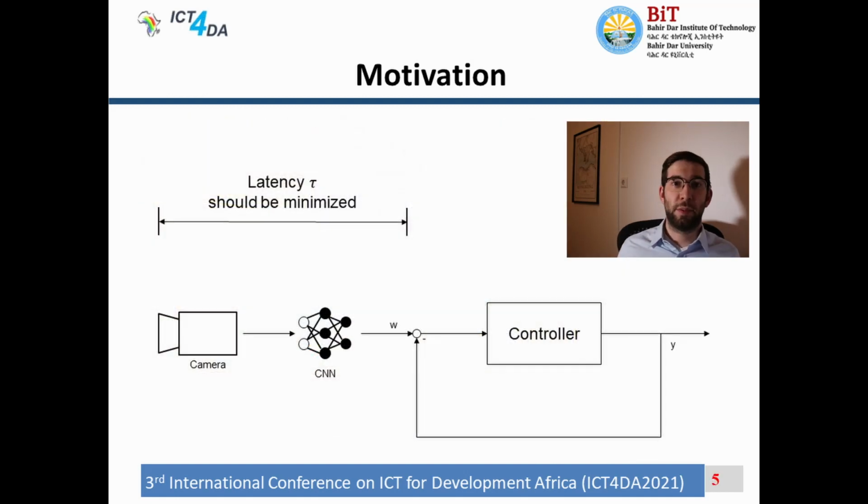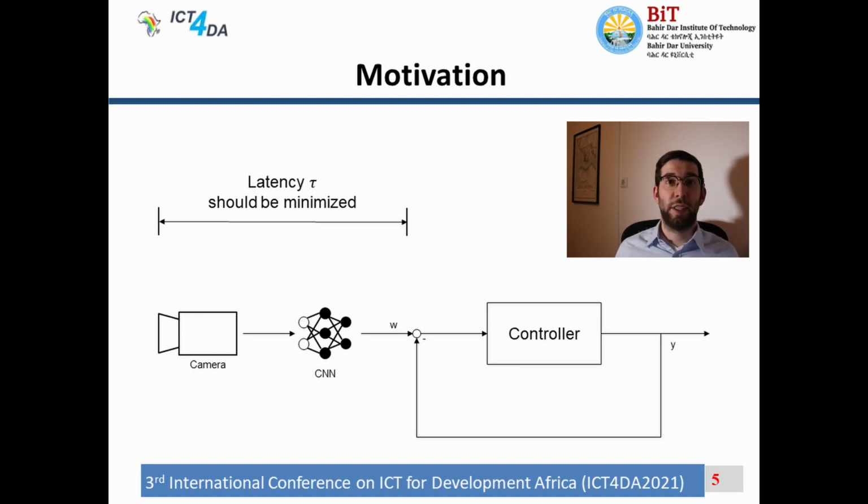Or in other words, we want to use computer vision as the input to a controller. But a controller needs a relatively new input, which means the temporal distance between the object which is moved around the manufacturing unit and the final input to our controller should be minimized, or the latency of our computer vision should be minimized.